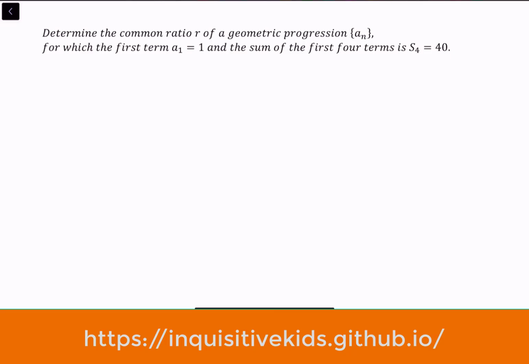The sum, 40, is equal to the first term times 1 minus the common ratio raised to the number of terms we're dealing with, in this case 4, over 1 minus r. Let's multiply the denominator on both sides, and we can move all the terms to one side of the equation. Now we have a 4th degree polynomial.